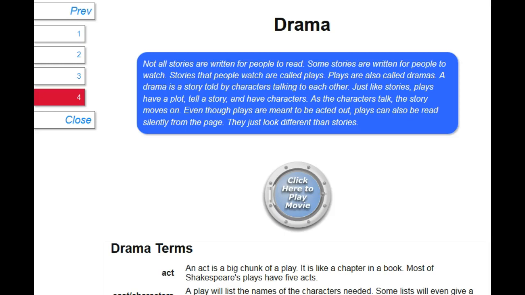Just like stories, plays have a plot, tell a story, and have characters. As the characters talk, the story moves on. Even though plays are meant to be acted out, plays can also be read silently from the page. They just look different than stories. You can now pause this recording and click here to play the movie in your lesson.